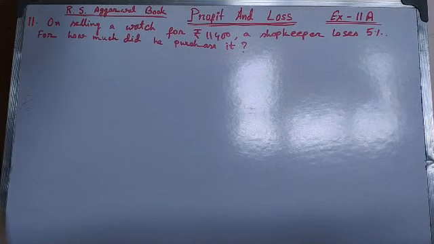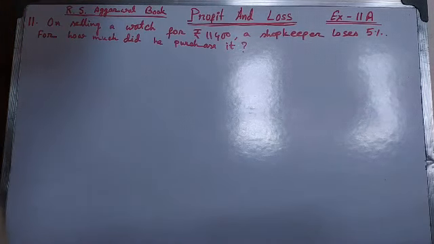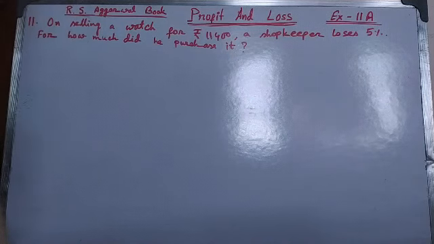Now question number 11. On selling a watch for rupees 11,400, a shopkeeper loses 5%. For how much did he purchase it? This can be solved by the unitary method or by taking x. Both processes are correct. I will use the unitary method here, because on the first day when I discussed profit and loss, in question number 3, and questions 1 and 2, I discussed by taking x.